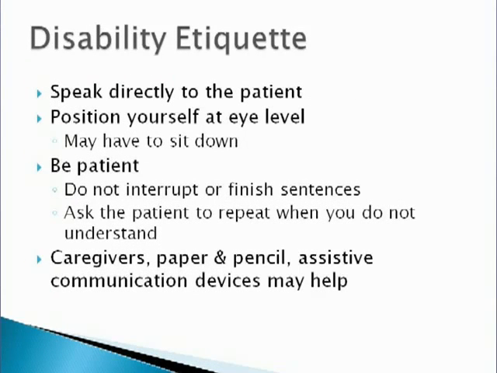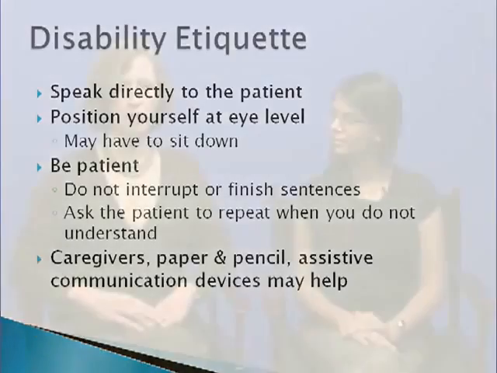Always speak directly to the patient. Position yourself to be at eye level with them. You may have to sit in a chair to accomplish this. It's important to be patient when interacting with someone who has a speech difficulty or processes information slower than you do. Do not interrupt or finish his or her sentences. Ask the patient to repeat when you do not understand. A caregiver or aide may help you to communicate. It may also help to use paper and pencil or an assistive communication device.